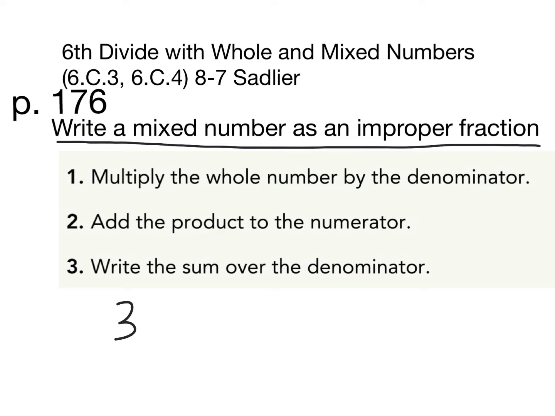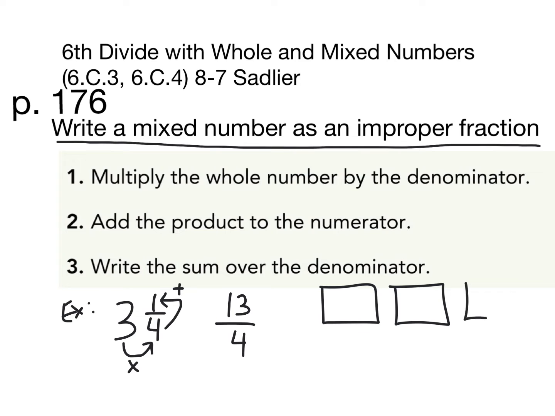So for example, if we have 3 1/4, multiply the whole number by the denominator, so 3 times 4 is 12, plus 1 on top is 13. Denominator stays the same, so 13/4. And we could model this if you have 3 1/4.